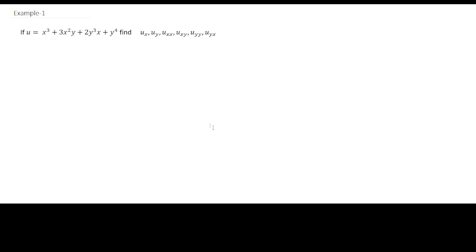Hello everyone. Today we'll solve this example. So in the previous video we have seen how the partial derivative rules we will use will simplify a given partial derivative using the concept of ordinary derivative.